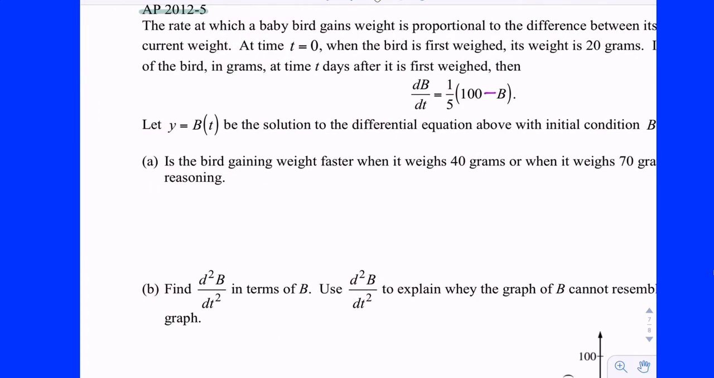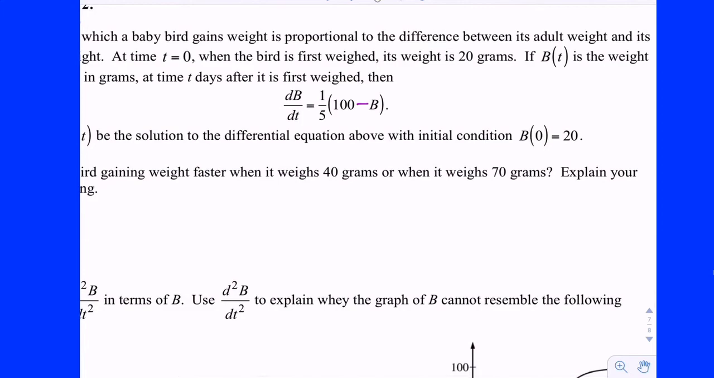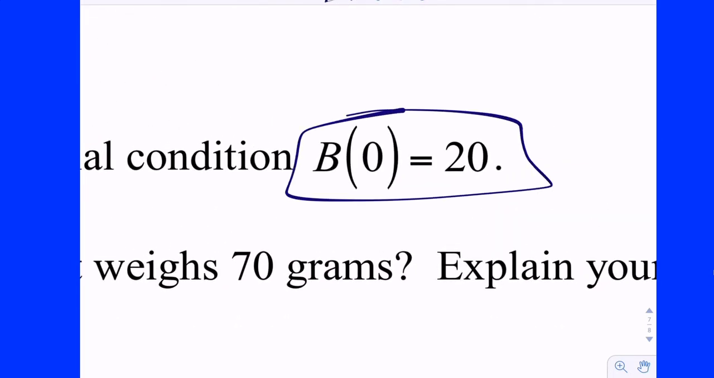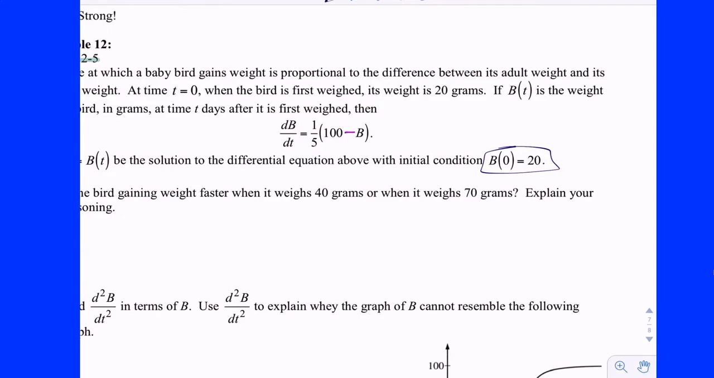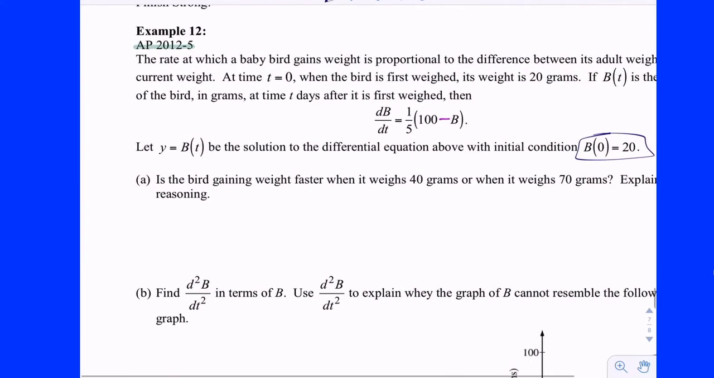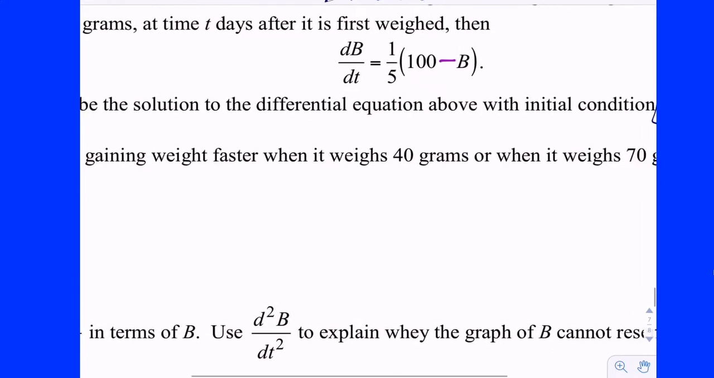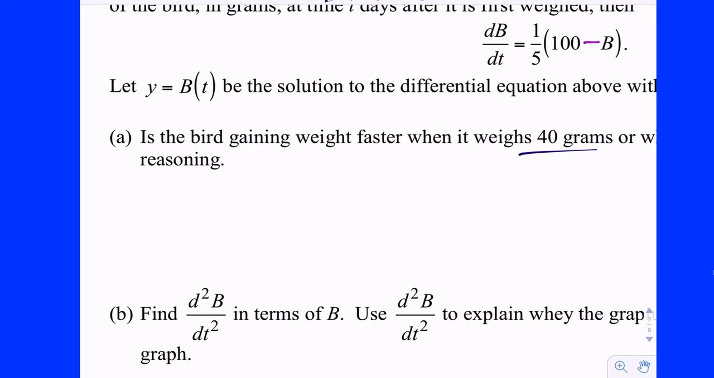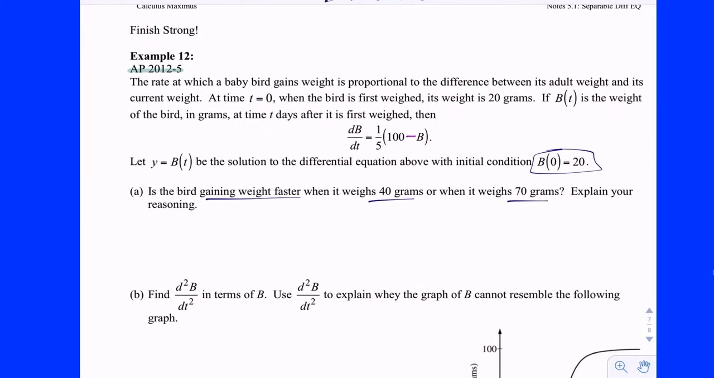It says, let y equals b of t be the solution to the differential equation with the initial condition b of 0 equals 20. Okay, I'll let that happen. I'll see where this is going. Is the bird gaining weight faster when it weighs 40 or when it weighs 70? Explain your reasoning. Is the bird gaining weight faster? What are we going to do to answer that question?